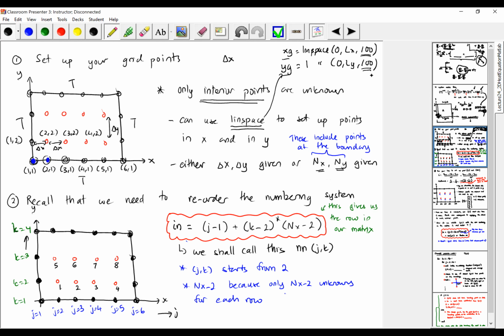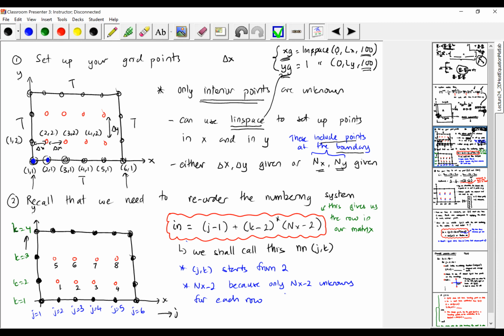The second thing is when you use the linspace function, whatever points you have in this linspace function will include the points at the boundary. So when you set up from 0 to lx over 100, this will be the first point, and this will be the last point. So in your row vector, it will always take into account the endpoints in your x domain and your y domain. So that is the first step that you do.